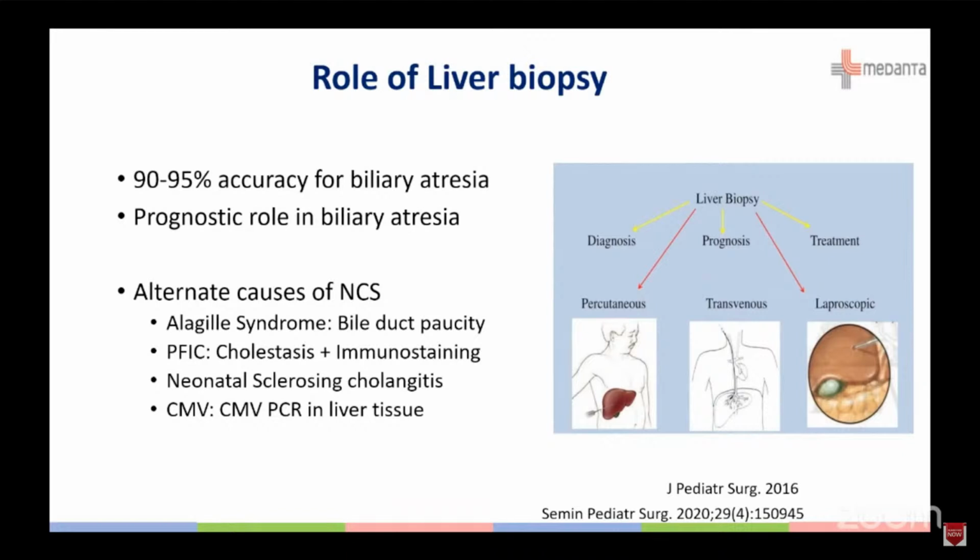Along with diagnosis of the biliary atresia, it also rules out the alternate causes of neonatal cholestasis like Alagille syndrome, PFIC, neonatal sclerosing cholangitis, and CMV. The liver biopsy we can perform through three routes: the percutaneous route, the transjugular, that is transvenous route, and the laparoscopic route.